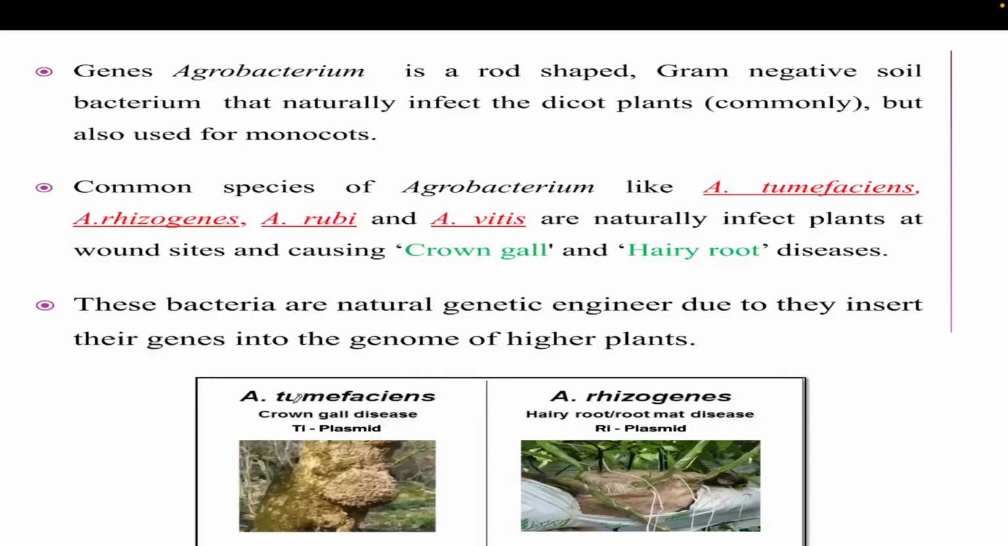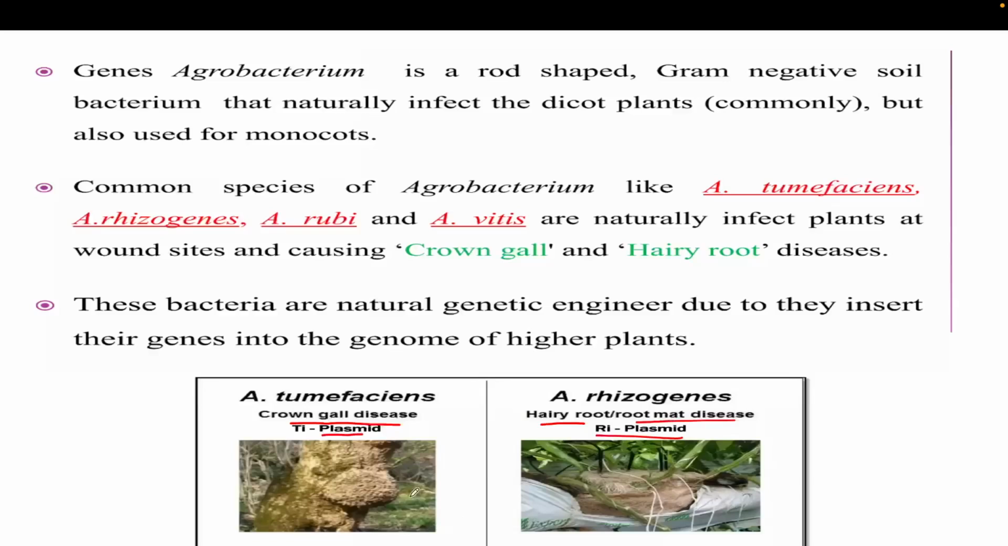Agrobacterium tumefaciens is responsible for the crown gall disease, and Agrobacterium rhizogenes is responsible for hairy root or root mat disease. The plasmid contained by Agrobacterium tumefaciens is the Ti plasmid, the tumor inducing plasmid, and Agrobacterium rhizogenes contains the Ri plasmid, the root inducing plasmid.